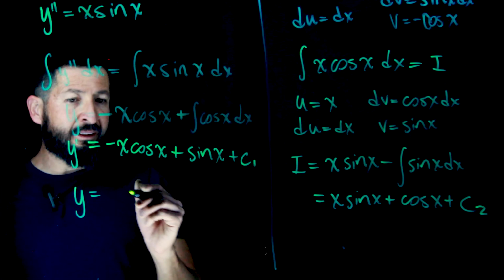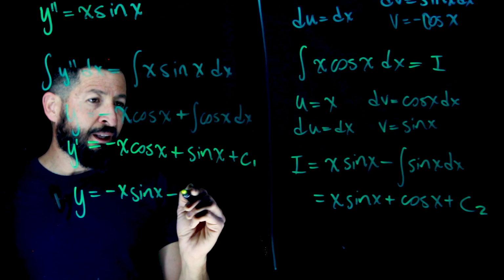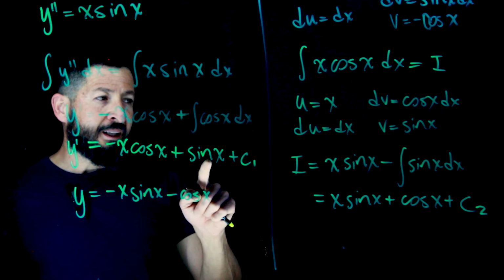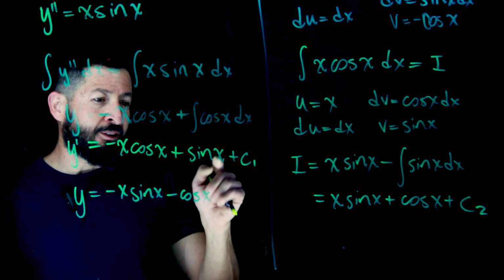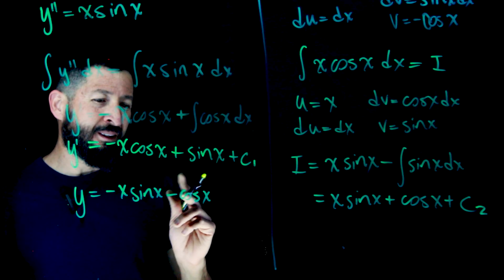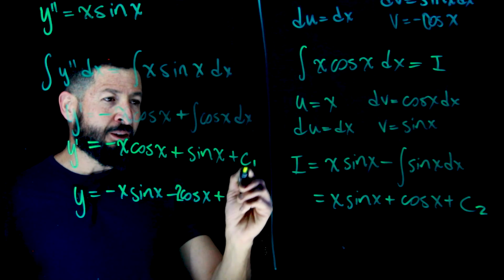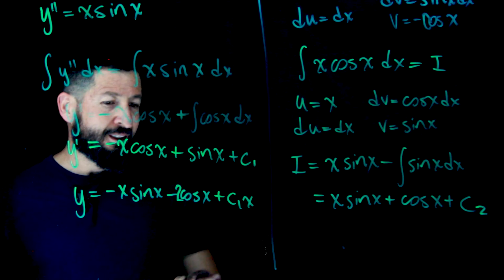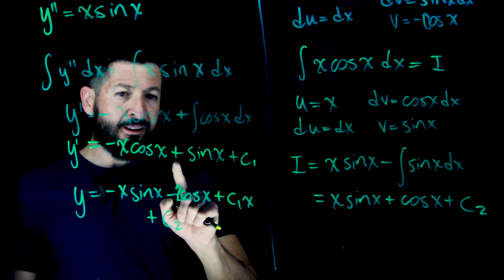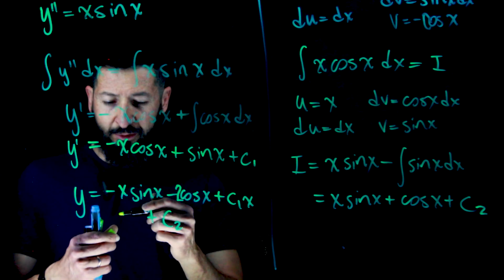So now I plug that in here. I'm going to have negative x sine x minus cosine x. That's going to be from this and this, right? And then I'm going to have to integrate this one again, and the integral of the cosine is going to be the sine, and the integral of the sine is going to be negative cosine. So I'm going to have a minus 2 cosine x. Ugly, but let's put it there. Now when I integrate this c1, I get c1x, and then I get a c2, the second constant. I got the integral of this, and the integral of this, and then c2. That's how you do it.